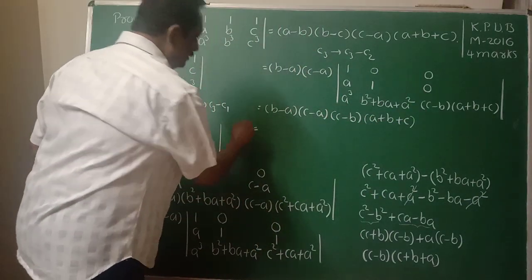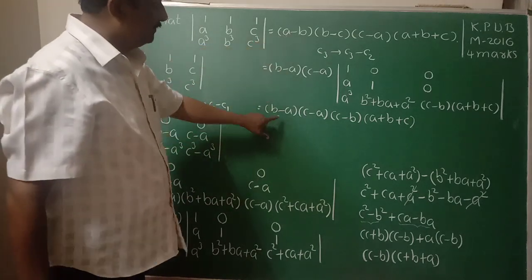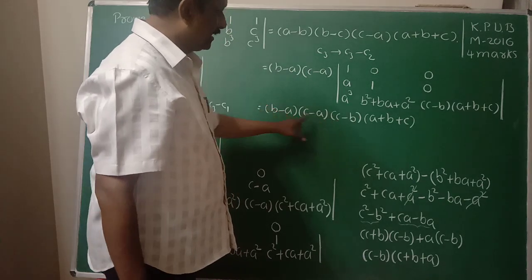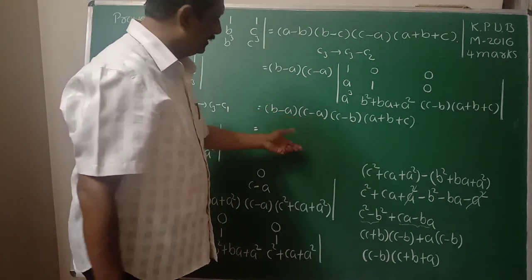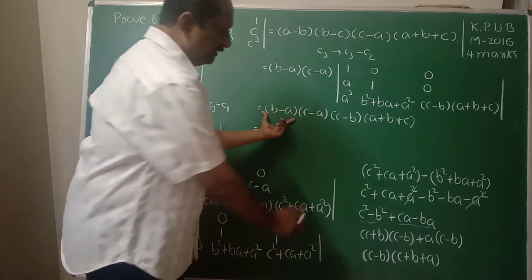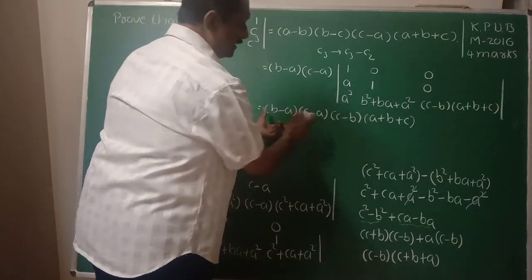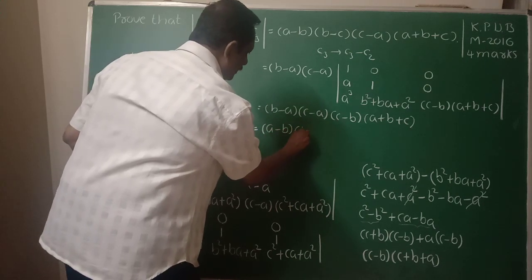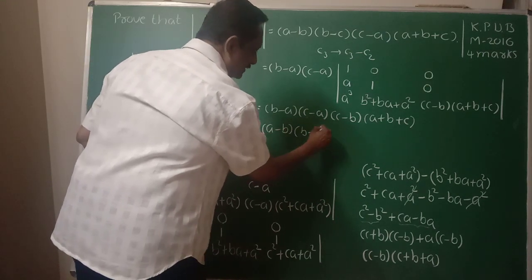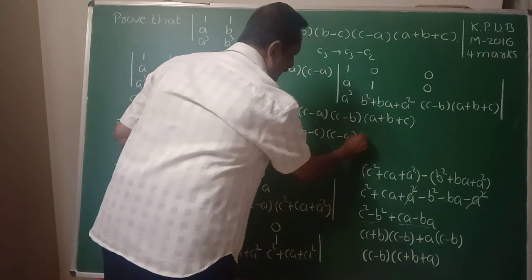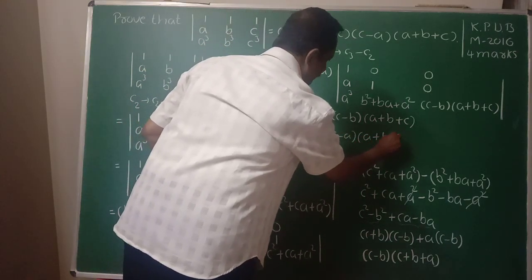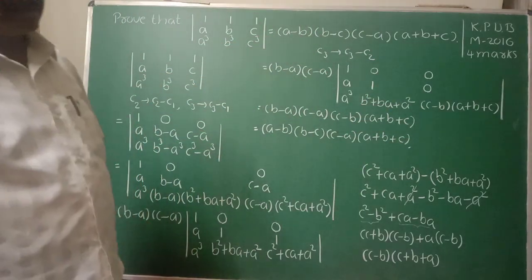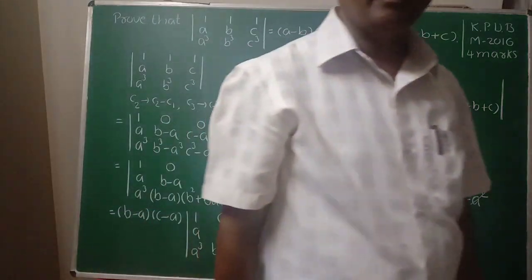Therefore, just observe here, here a minus b is there, but here b minus c, and here b minus c, but here c minus b. So take a minus common here, as in the previous example. Take minus common factor, even here also minus common. Minus into minus becomes plus, then you can write (a minus b) into (b minus c), and this is (c minus a), write as it is, (c minus a) into (a plus b plus c). So this is our required result. It is a 4 marks question.